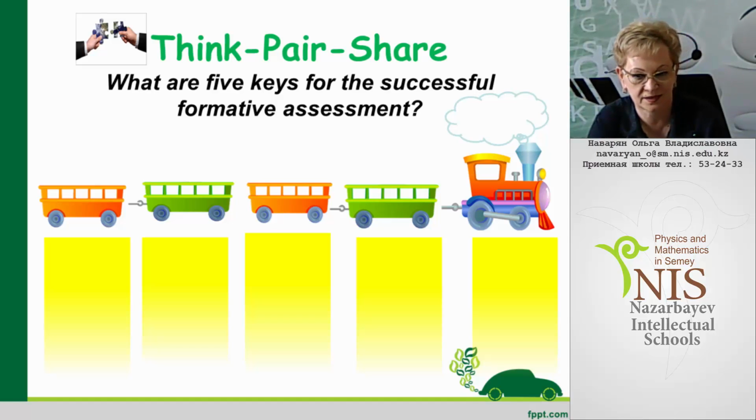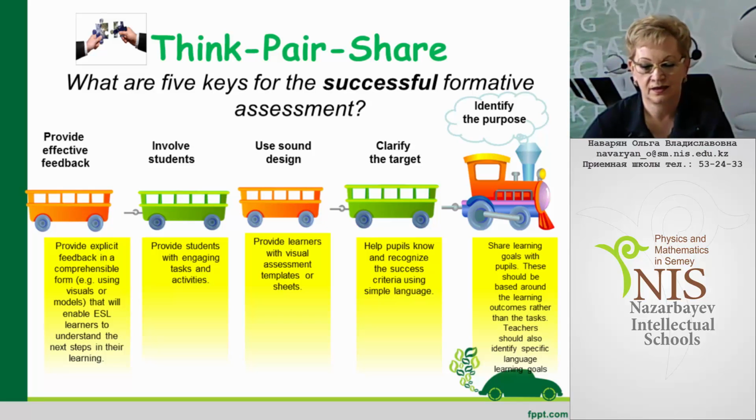Any ideas are possible. And if you can see here a train, and what will be the steamer, and what will be the carriages here. If you have any ideas, let's discuss. So, these are 5 successful keys.